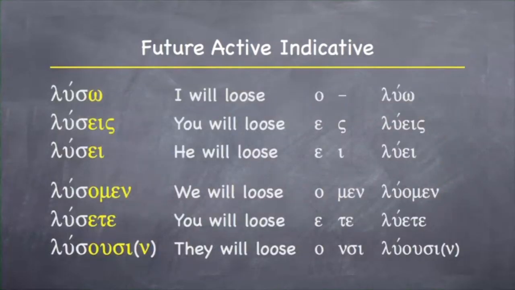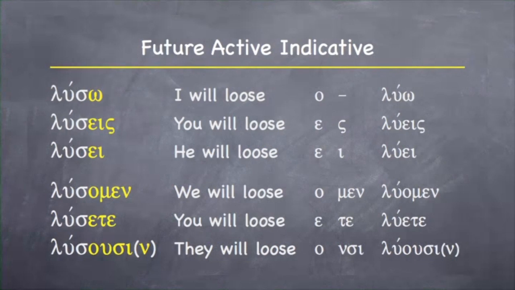If you look at the full paradigm, it's luso, luseis, lusei, lusomen, luseite, lusousi with a movable nu. They mean I will loose, you will loose, and it's he, she, it will loose. I just ran out of room on the video paradigm, so I just said he will loose. Same connecting vowels, same primary active personal endings, and I stuck the present active there just so you could compare them.